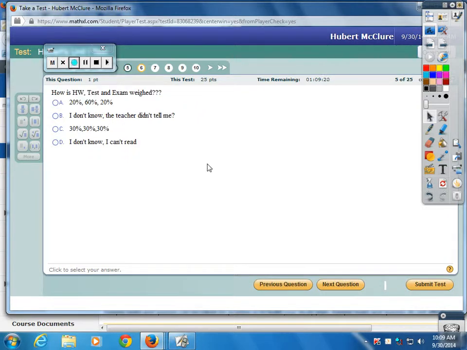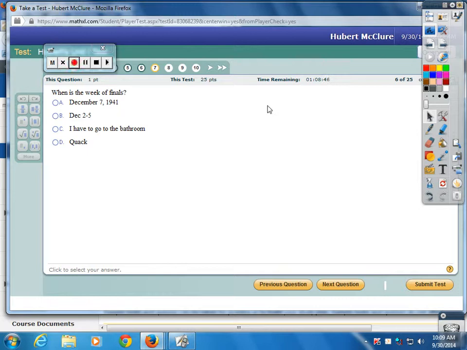How is homework and test and exam weighed? This is the second most missed question. A. Why is it the second most missed question? Because people put 30, 30, 30. And why is that not a possible answer? Because it doesn't equal 100. Yes, people get it wrong.